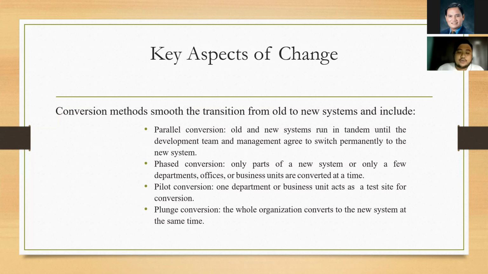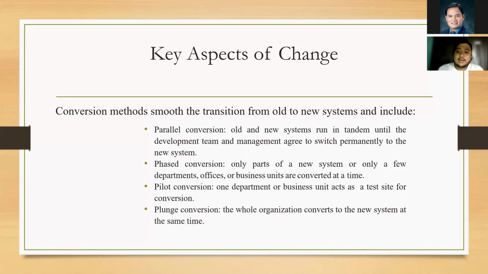So first, we have the parallel conversion. It's when an old and new system run in tandem until the development team and management agree to switch permanently to the new system. Second, we have a phased conversion. Only parts of a new system, or only a few departments, offices, or business units, are converted at a time. Third, we have the pilot conversion, wherein one department or business unit acts as a test site for conversion. And fourth, we have the planned conversion. The whole organization converts to the new system at the same time.